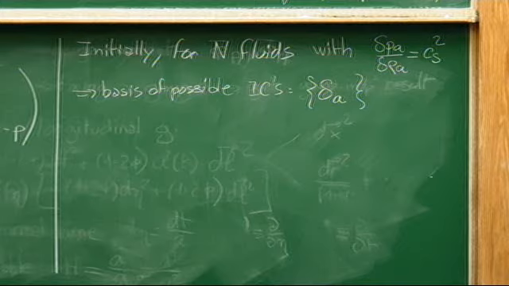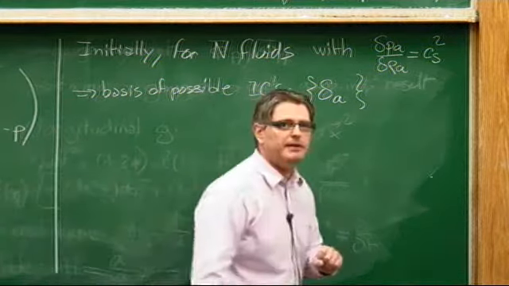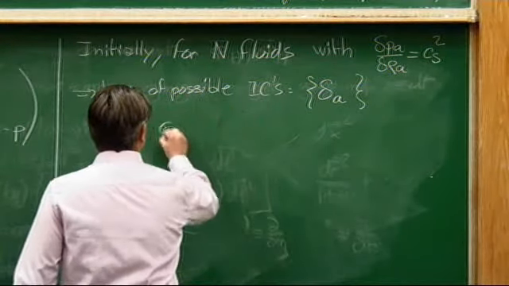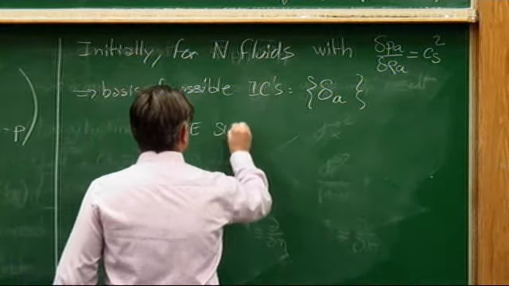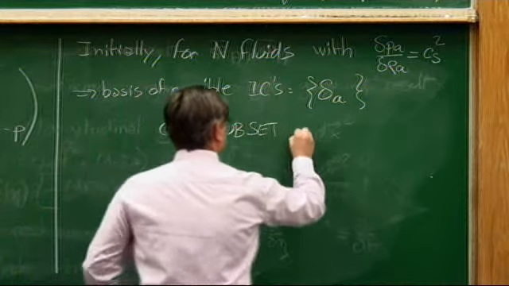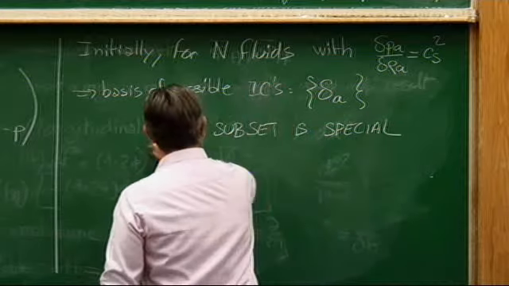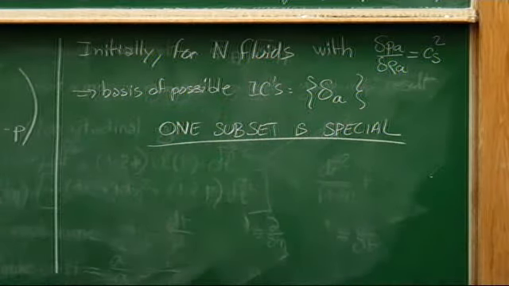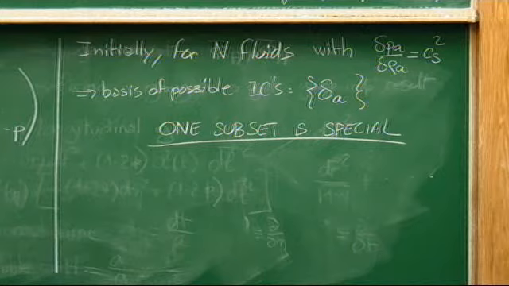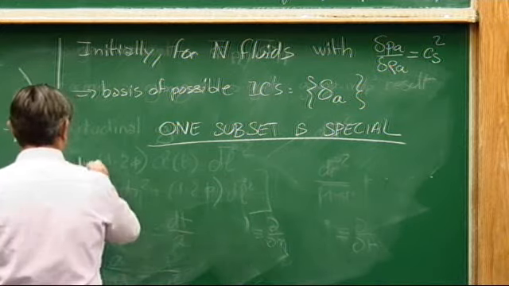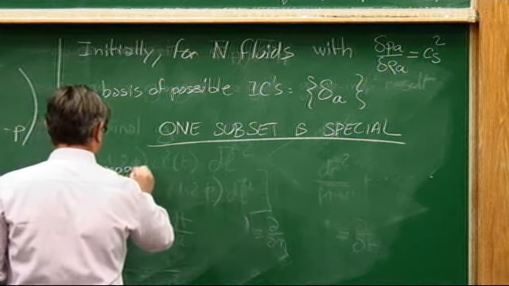Next, among all these possible initial conditions with an n-dimensional basis, I want to tell you that one subset is special. It plays really a particular role. And this is very intuitive. Let us think of how we can construct an inhomogeneous universe. And let us start from the solution for the homogeneous universe.